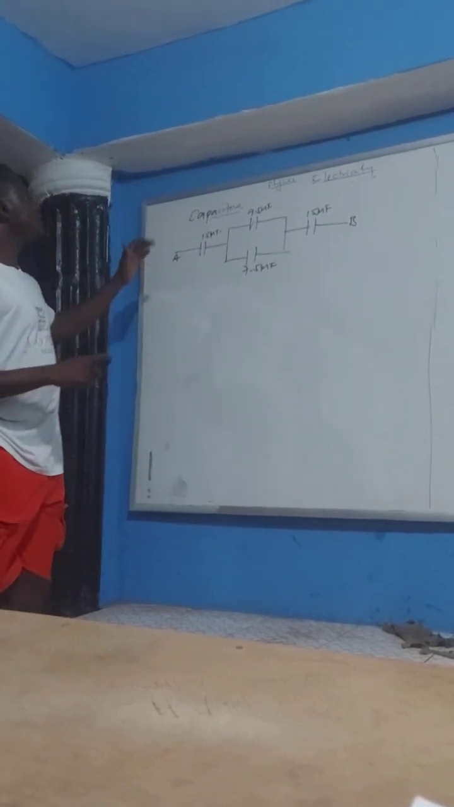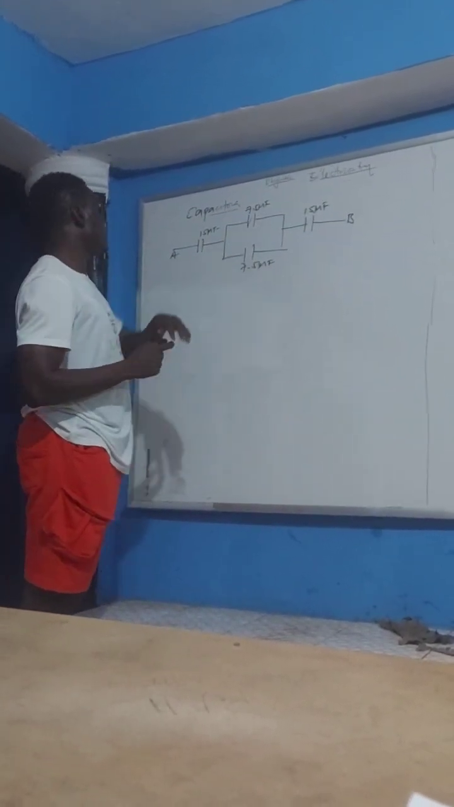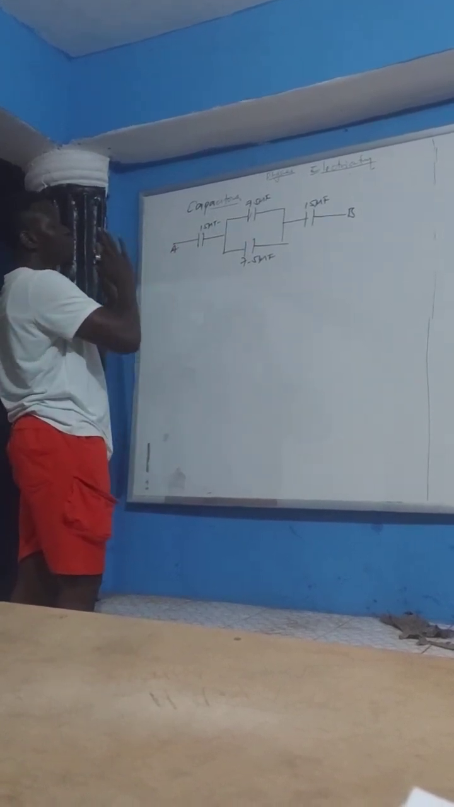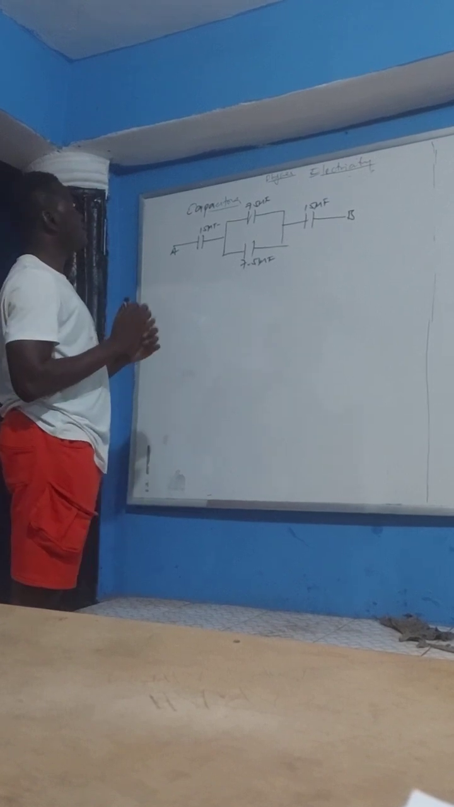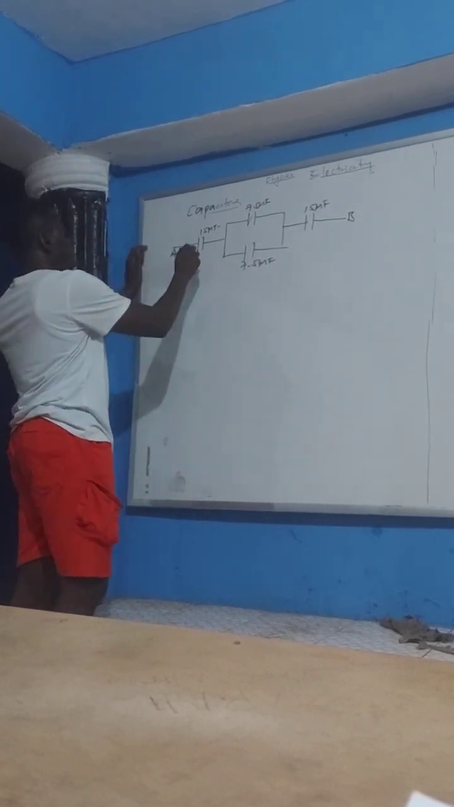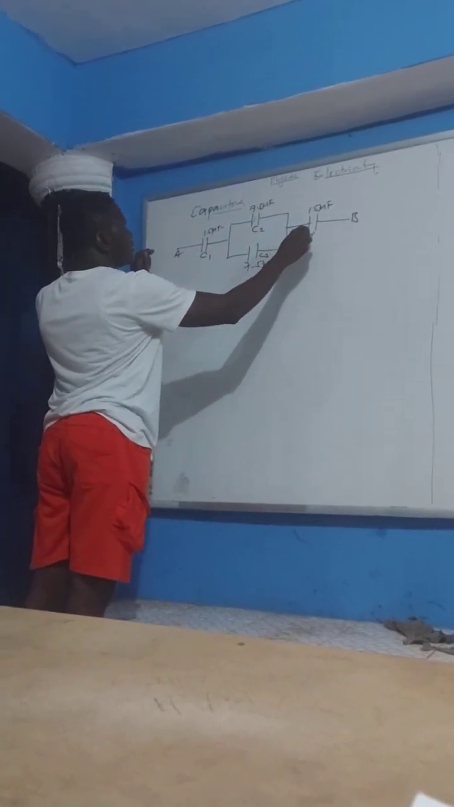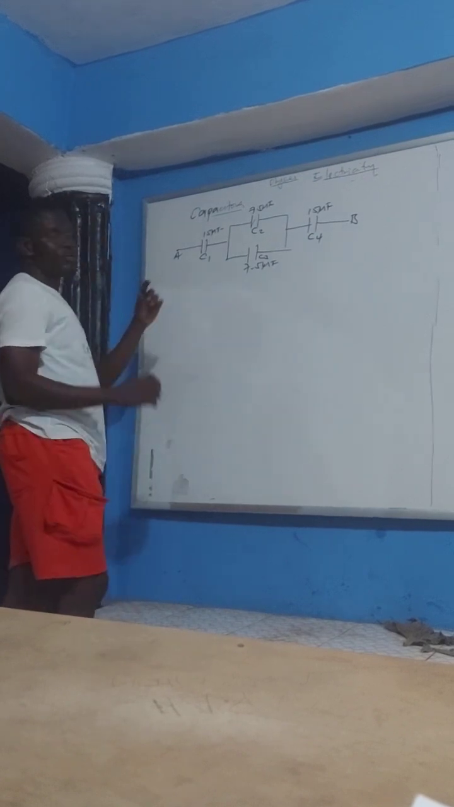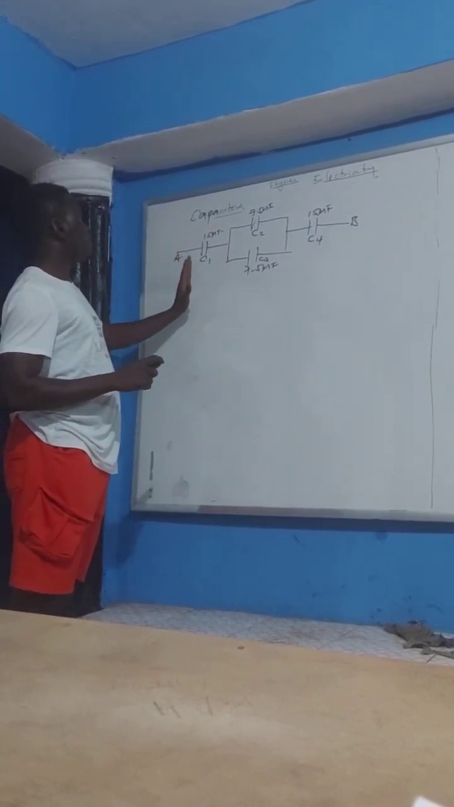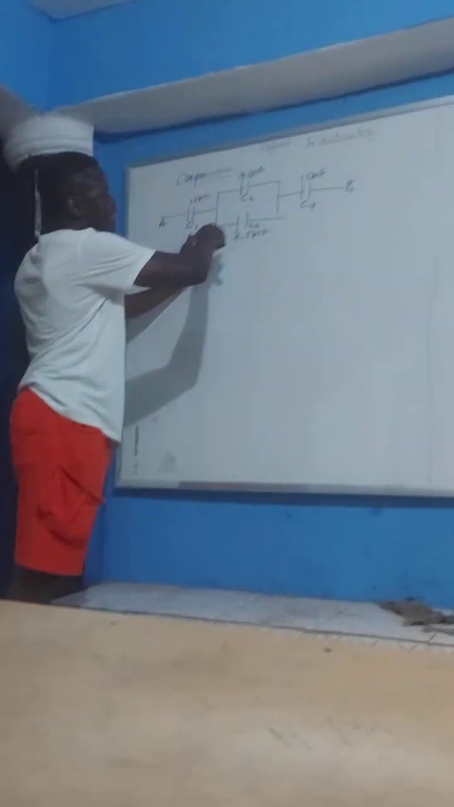Now we have, I think, 1, 2, 3, and 4 capacitors, right? And which are connected both in parallel and then in series. We can see that this is capacitor 1, let's call this C1, this is C2, and this is C3, let's say this is C4.